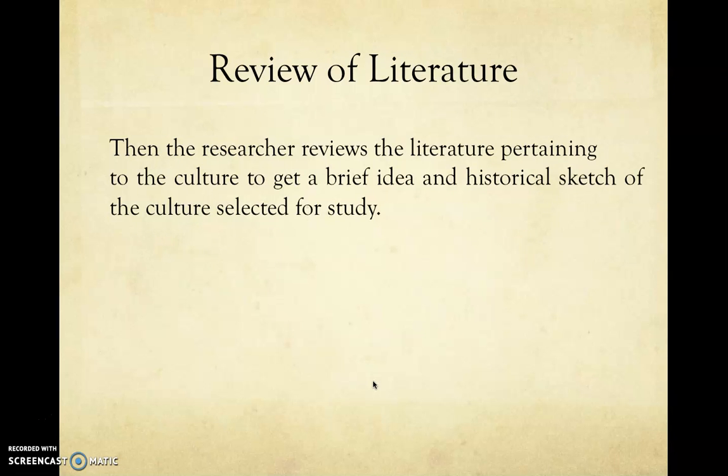Next is the review of the literature. The researcher reviews the literature pertaining to the culture to get a brief idea and historical sketch of the culture sector for the study. In this review, the researcher collects information about the particular culture from various primary as well as secondary sources available. He or she can first collect reviews of other related studies about the particular culture, and find out something about the central idea of the culture before starting the study.